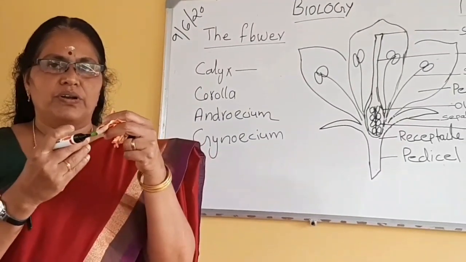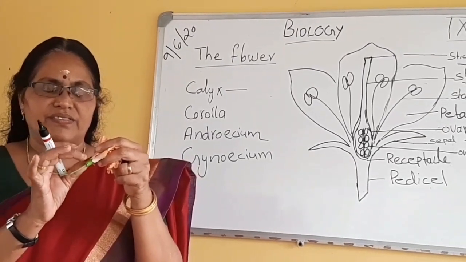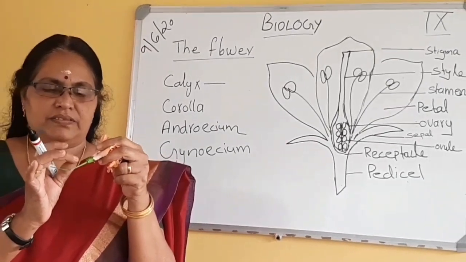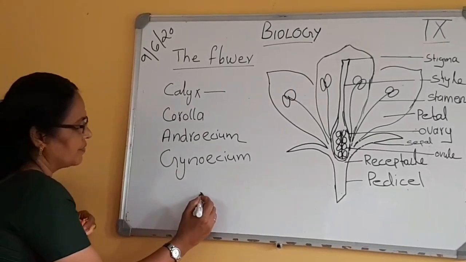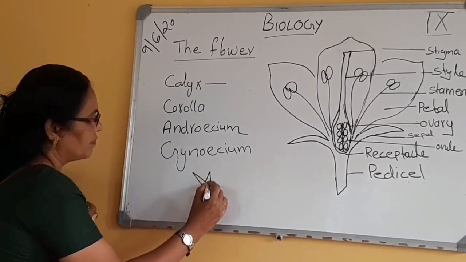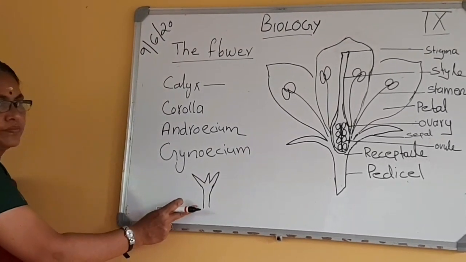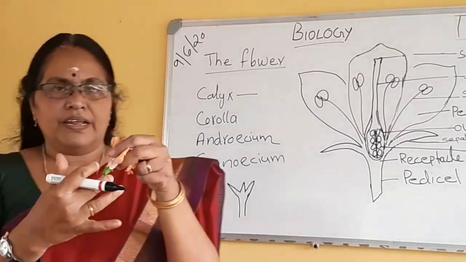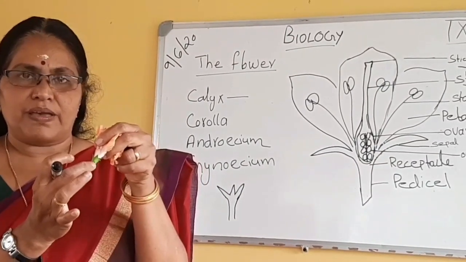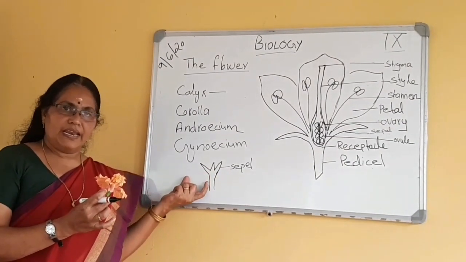The first outermost part of the flower is the calyx. Calyx is green in color. It consists of sepals. So it is like this. Here is the calyx. It is green in color. It is the outermost whorl of the flower. It consists of sepals. So the sepals are collectively called calyx.